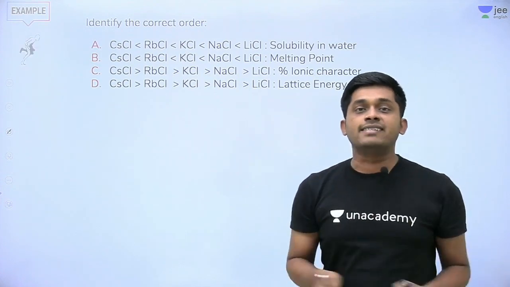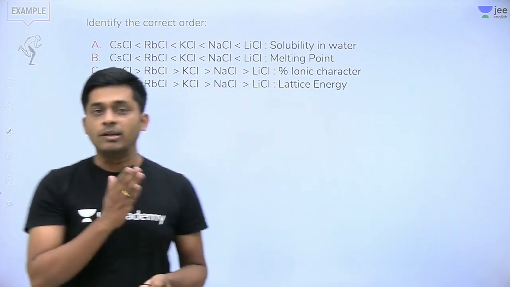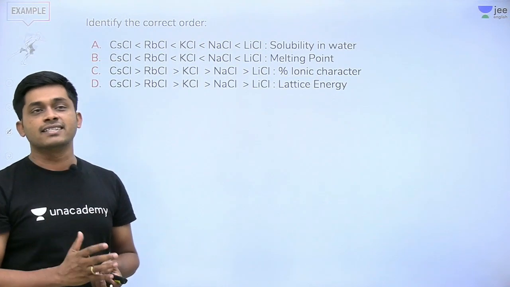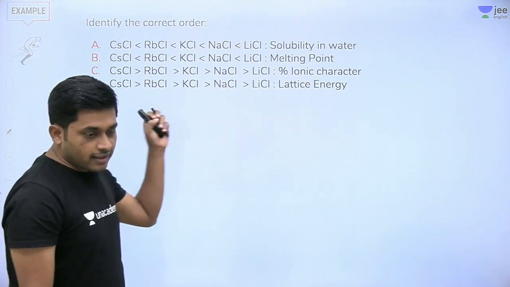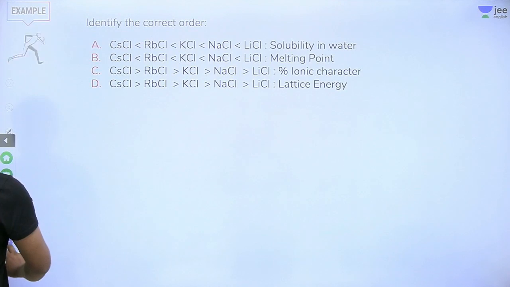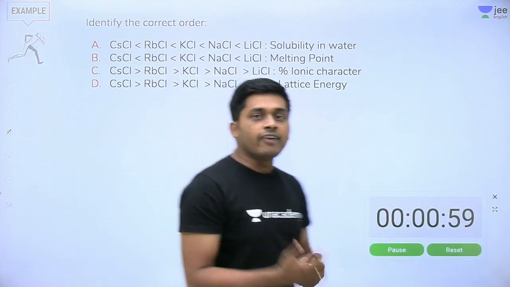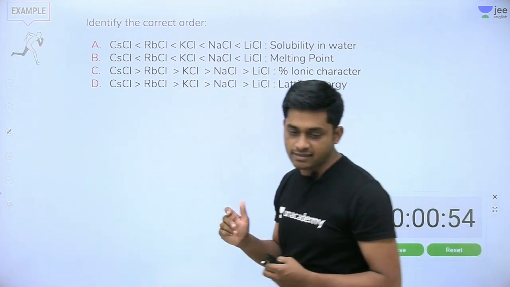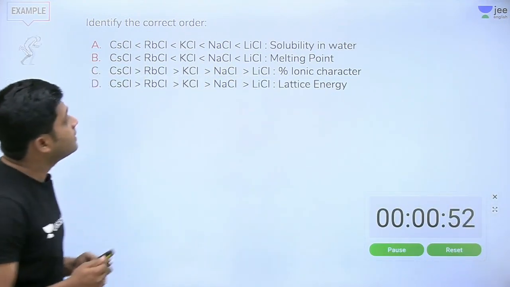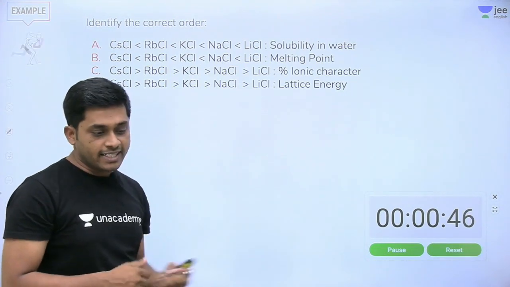Different trends are given here. Those trends are very, very important, like ionic character, solubility, melting point, and lattice energy. You have to identify which one is the correct order. Let us solve this question with a timer. You have 1 minute to quickly revise those trends. What happens to solubility in water, does it increase or decrease? And ionic nature, melting point, lattice energy.